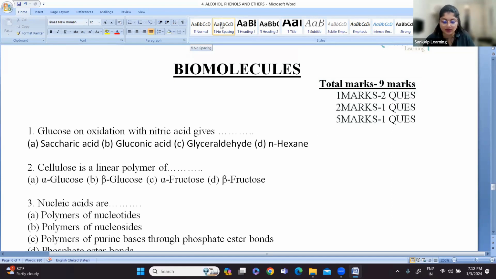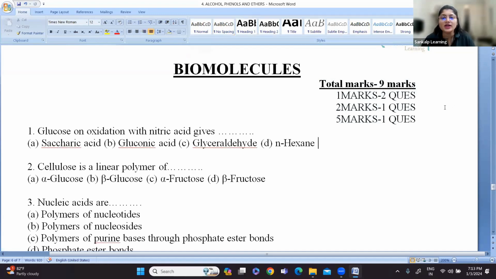From this chapter, you are going to get 1 mark, 2 questions. And 2 marks, 1 question, and 5 marks, 1 question. So you're going to get a long answer question from this biomolecules chapter also. The total marks for this chapter is 9 marks: 1 mark, 2 questions, 2 marks, 1 question, and 5 marks, 1 question.